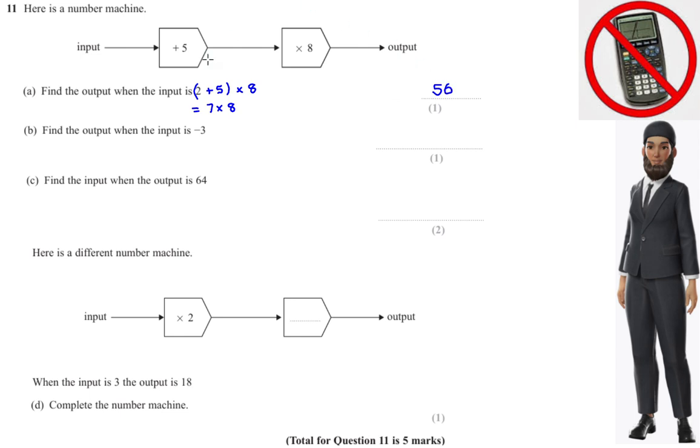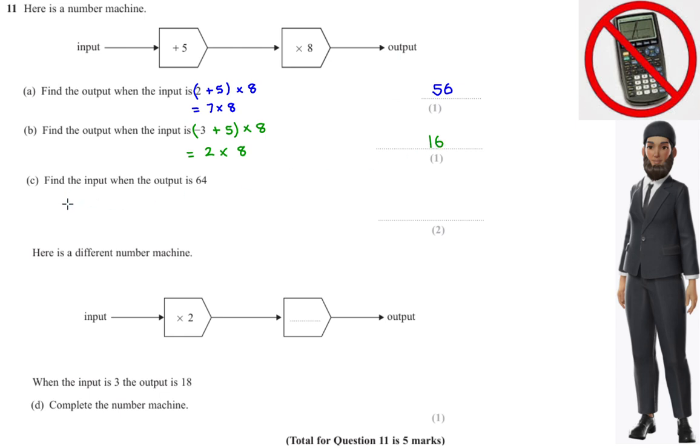Now, for the next one, for part B, find the output when the input is minus 3. So minus 3, once again, we need to add 5 to this. We need to complete this, and then the result, we need to multiply by 8. Minus 3 plus 5 gives us 2. 2 times 8 gives us 16.